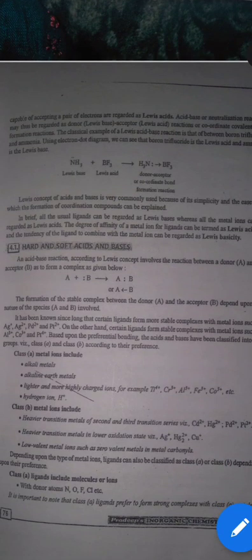Thus, any substance which has an unshared pair of electrons can act as a Lewis base, whereas a substance which has an empty orbital to accommodate a pair of electrons acts as a Lewis acid. In other words, substances capable of donating a pair of electrons are regarded as Lewis bases, and substances capable of accepting a pair of electrons are regarded as Lewis acids. Lewis acid-base or neutralization reaction may thus be regarded as a donor-acceptor reaction or coordinate covalent bond formation reaction.